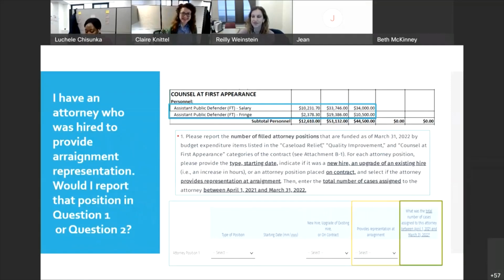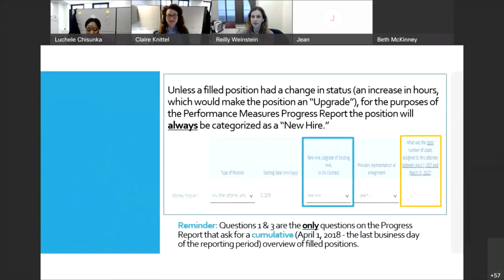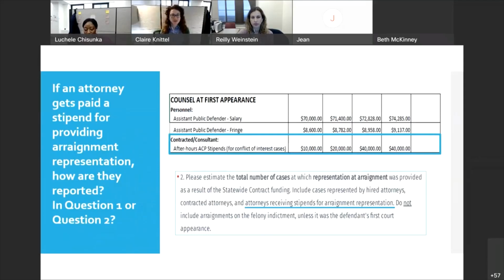Okay. So I'm going to go back to, this is now talking about stipends. If you have an attorney who gets paid a stipend for providing arraignment representation, how are they reported? That is also a common question that we get.